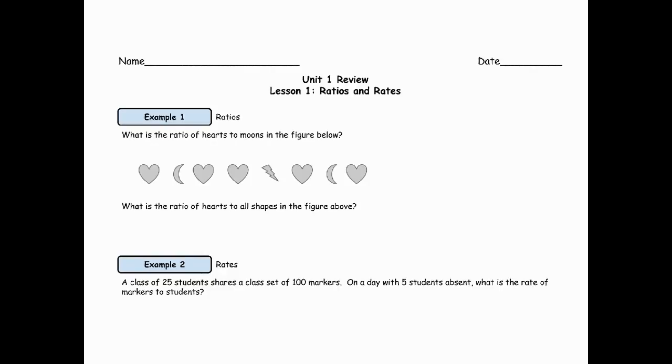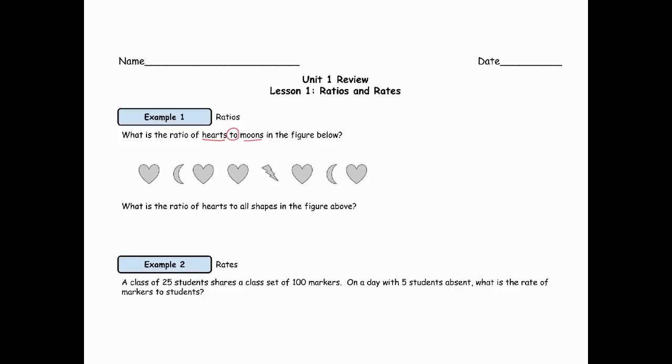Unit 1 review, Lesson 1, Ratios and Rates. What is the ratio of hearts to moons in the figure below? So we know a ratio is a comparison of two or more objects. In this case, we're comparing hearts to moons.